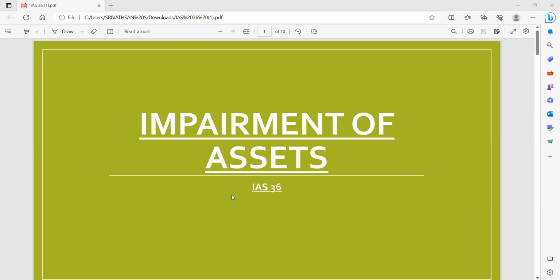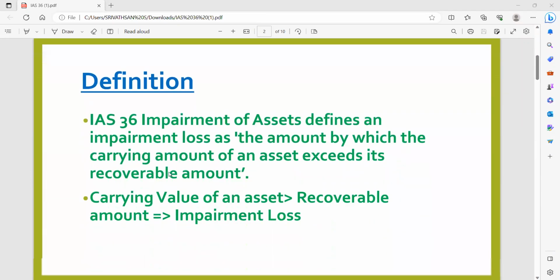Hello all, in this video we are going to discuss IAS 36 impairment of assets. So let's get started with the definition.